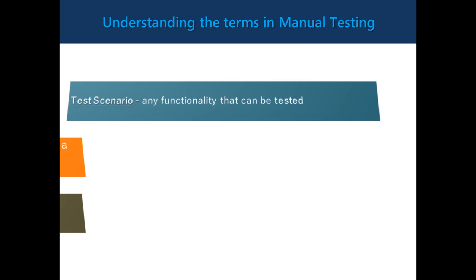Hello. In this video lecture, we are going to see how to write manual test cases. Before going into that, we are going to understand some of the terms in manual testing. We have a term called test scenario. What is it? A test scenario is nothing but any functionality that can be tested.